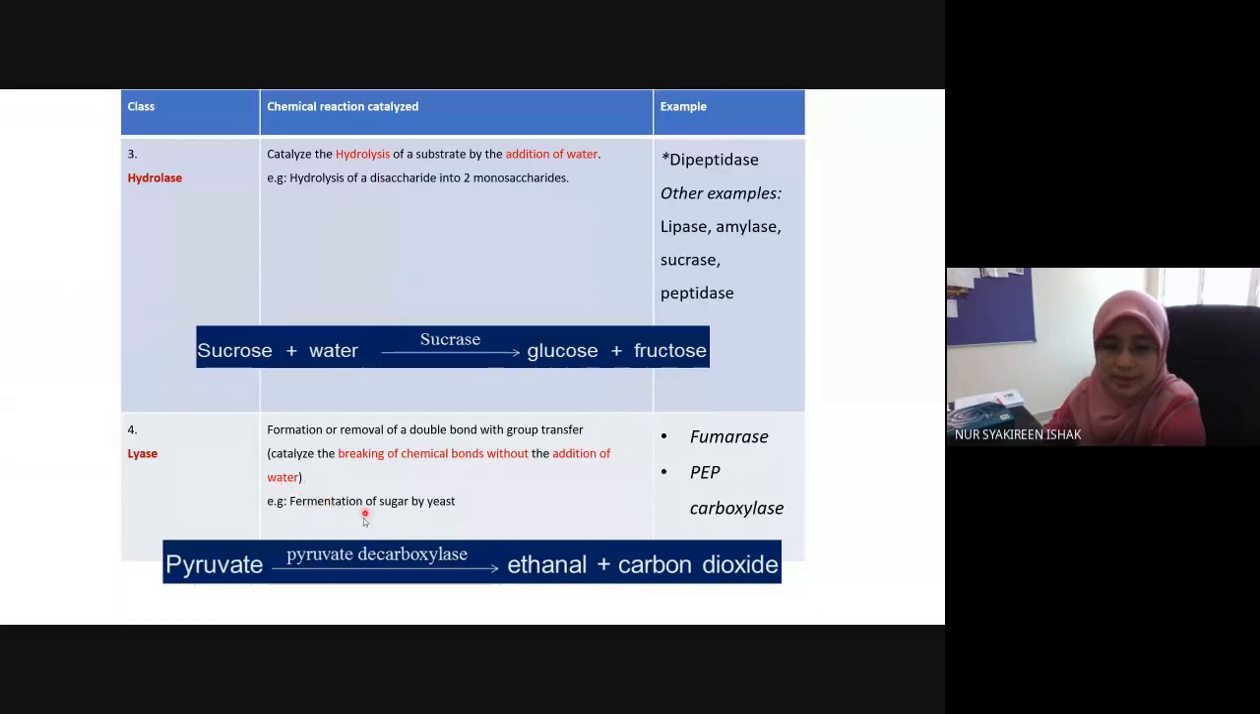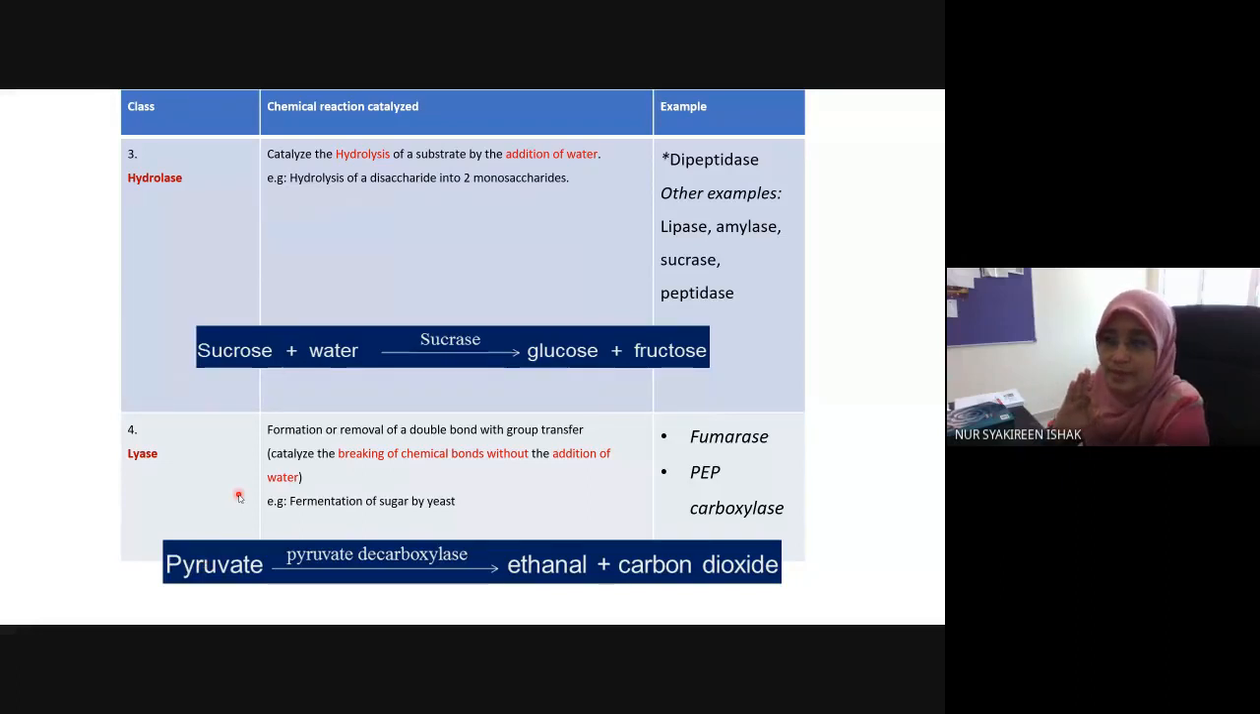water. So example, fermentation of sugar by yeast. So you have the substrate here is pyruvate. If pyruvate, the enzyme is pyruvate decarboxylase. Tengok eh, nama dia decarboxylase. Maksudnya dalam untuk enzyme ni, dalam reaction yang dia akan catalyze, dia akan removekan carbon dioxide. Okay, decarboxylase.